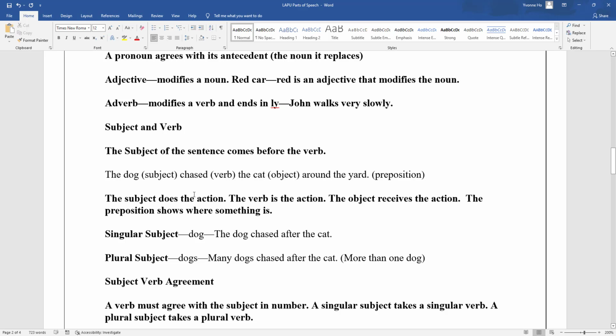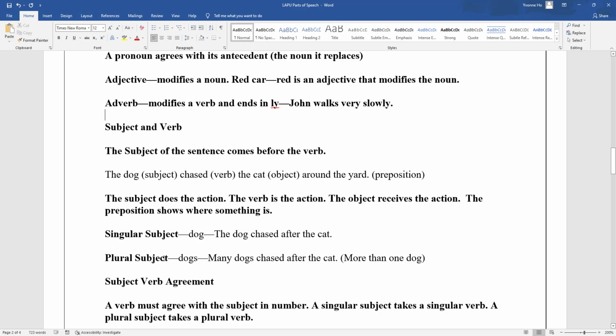The subject does the action, the verb is the action, the object receives the action, and the preposition around the yard shows where something is. Prepositions always show time and place. Around the yard, under the table, above the table.